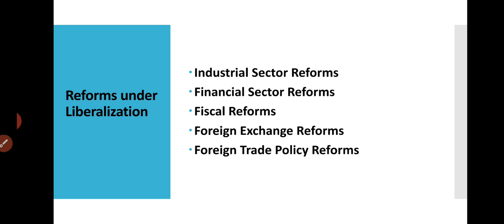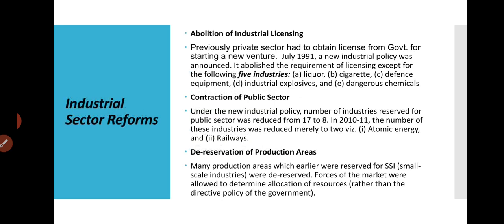Now, there were some reforms which were brought under liberalization. We will study all kinds of reforms which come under liberalization policy one by one, like industrial sector reforms, financial sector reforms, fiscal reforms, foreign exchange reforms, foreign trade policy reforms. We will start with the industrial sector reforms. Now, the first reform, the first change which was brought was abolition of industrial licensing.